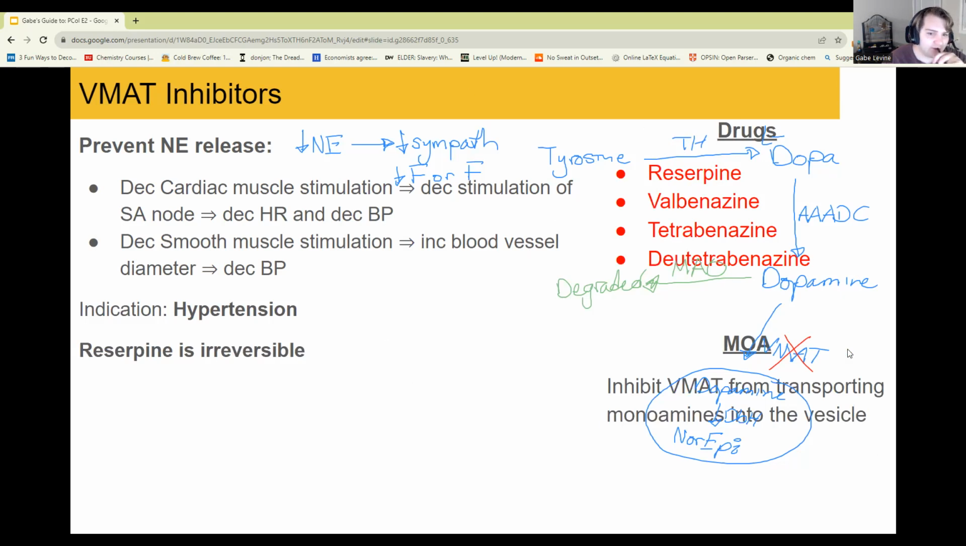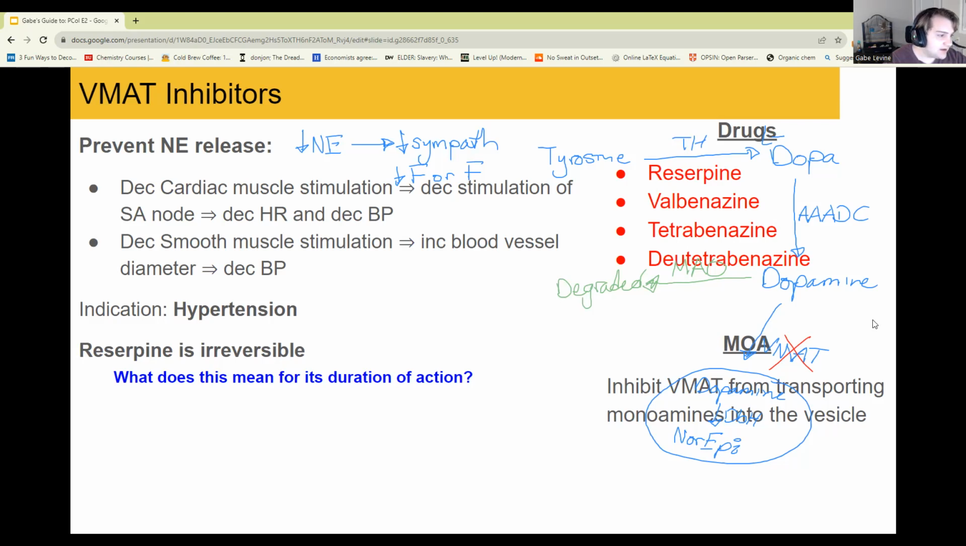Any questions about these drugs? All right. Yes, VMAT takes dopamine into the vesicle. So it doesn't change the molecule at all. All it does is hide it in the vesicle and prevent it from being degraded.